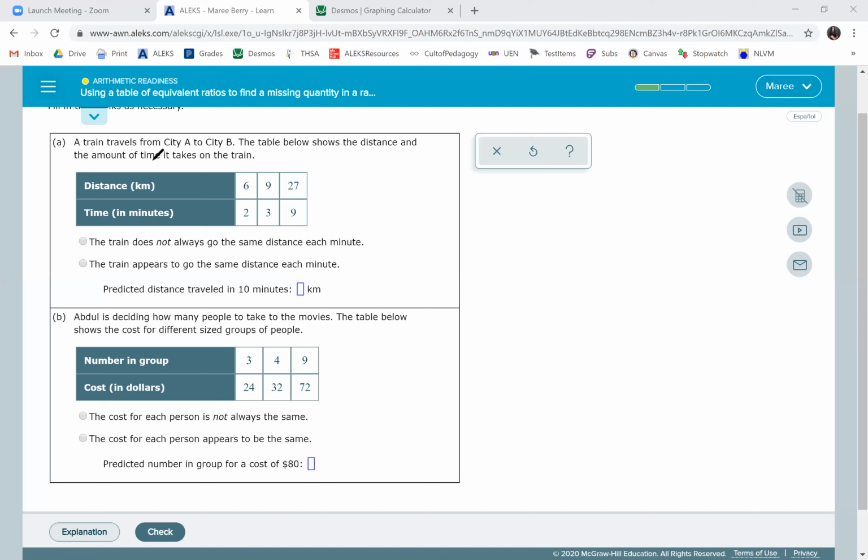A train travels from city A to city B. The table below shows the distance and the amount of time it takes on the train. So I think we did one like this. Does it not always go the same, or does it go the same distance each minute? So we do 6 divided by 2, which is 3. 9 divided by 3 is 3. I would just do the big one divided by the smaller one. So 27 divided by 9. Yeah, that is also 3. So I'm going to put, yes, it appears to go the same distance.